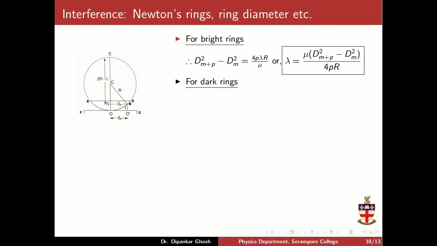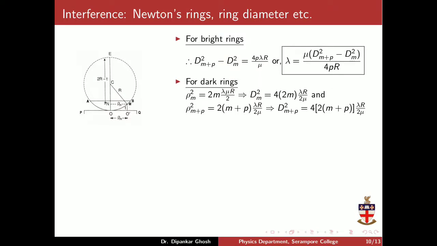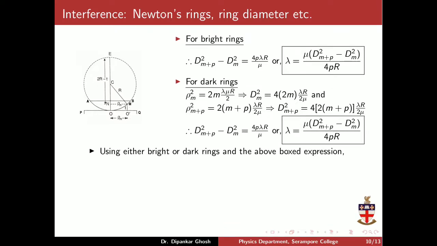So if we can find the diameters d m plus p and dm by experiment, and we are supplied the value of radius of curvature, it is very easy to find the wavelength of light being used for the experiment. For dark rings, what will happen? These are the things that will happen for dark rings. We have the radii of the mth order dark ring and the m plus pth order dark ring, the radii squares and the diameter squares also we have written. You can do the calculation yourself. Even for dark rings, the difference of the diameter squares is the same, that is 4p lambda capital R by mu, so from the dark rings also we can find the wavelength.